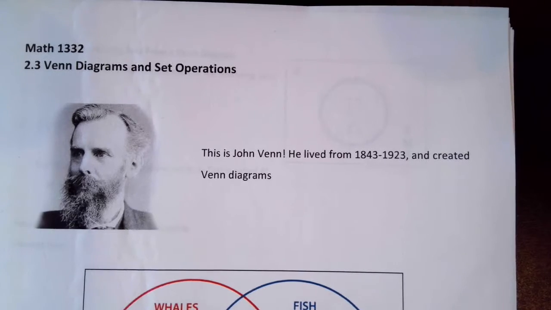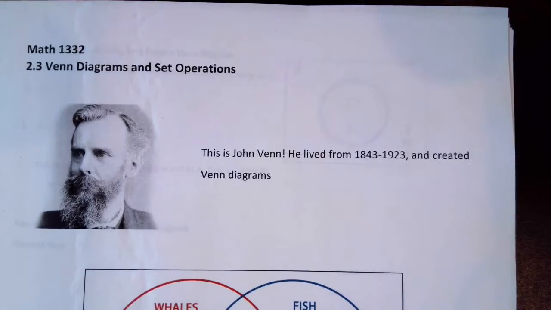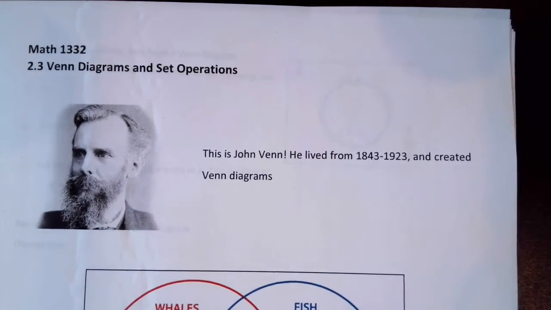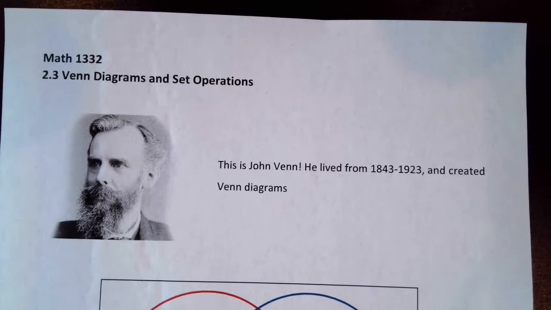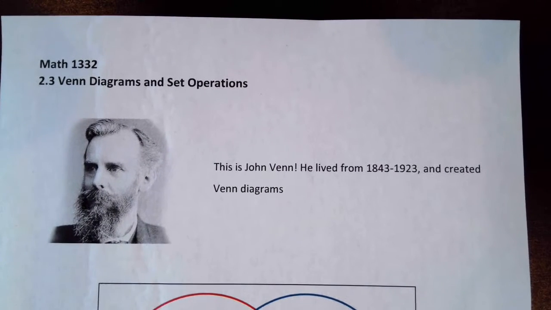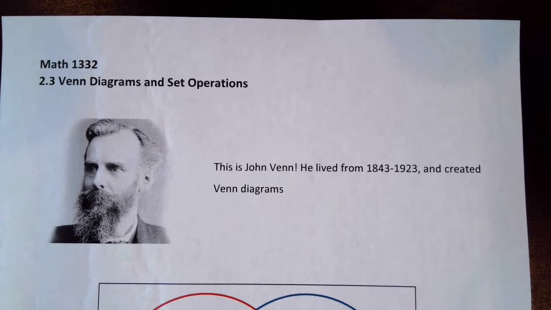Our next section is 2.3. We're going to talk about Venn diagrams and how they work with our set operations. So remember that a set is just a group of things that are related. And instead of talking about them in a list like roster notation or describing them or using set builder notation, you can also use a Venn diagram to help you visualize who's in your set, who's not in your set, and what two sets have in common.